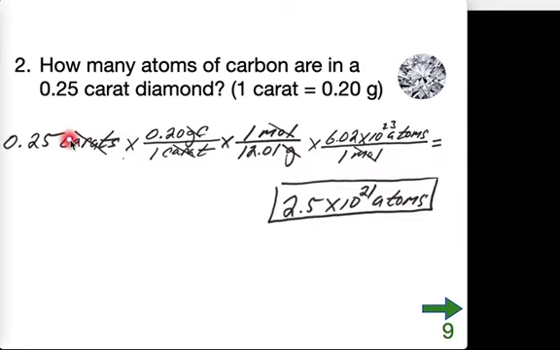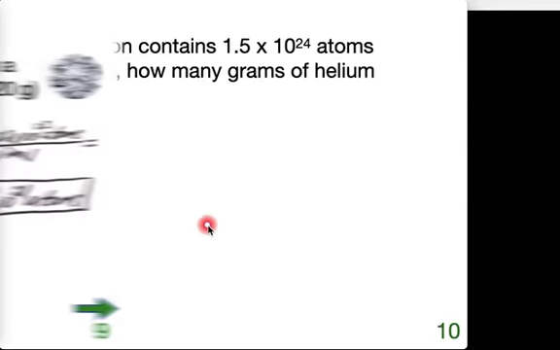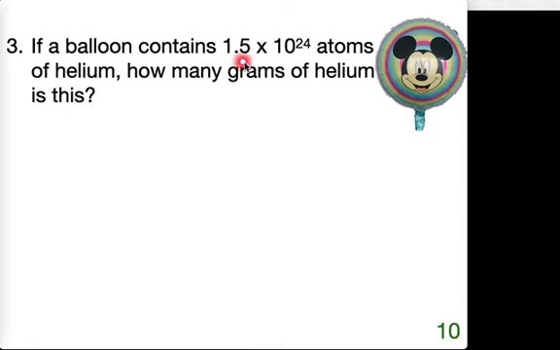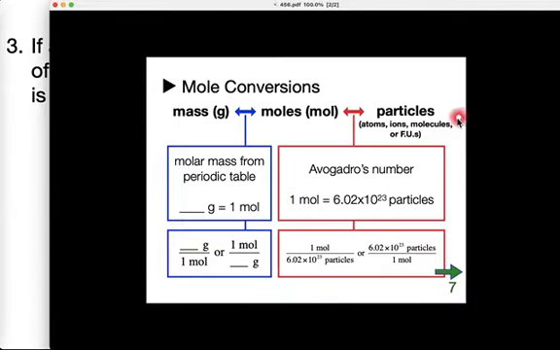Okay, and then the last one, we're going to be going in the reverse. Instead of being given the mass, or in this case carats, and converting to atoms, we're going to go in the opposite direction. We'll be given atoms. If a balloon contains 1.5 times 10 to the 24 atoms of helium, how many grams of helium is this? All right, so what we'll be doing here is going in the opposite direction. Notice these are two-way arrows. So just like we can convert inches to miles, we can convert miles to inches. So in this case, we're given atoms, and we need to convert it to mass.